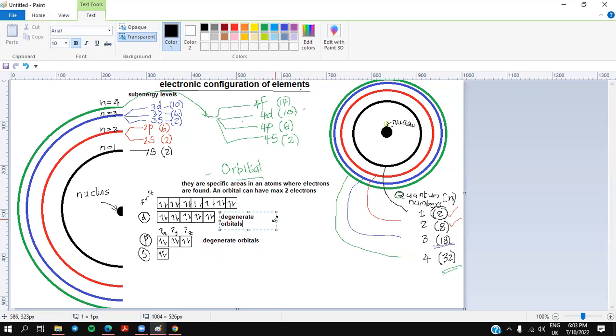What's the meaning of degenerate orbitals? All the orbitals have the same energy. And this is another set of degenerate orbitals.